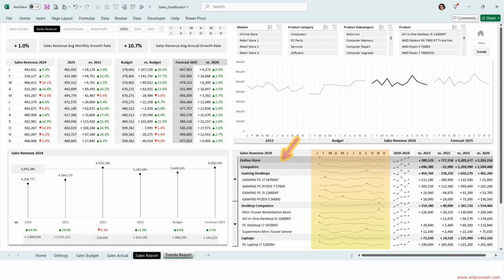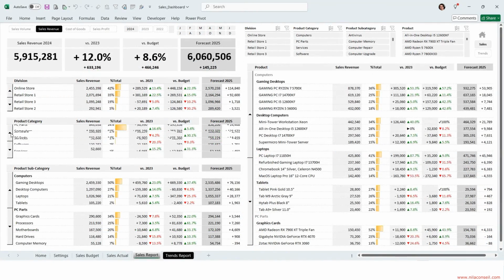Here are month-over-month sales trends, by division, product category, subcategory, and by product. 5-year sales trends, and actual sales versus past 4 years.